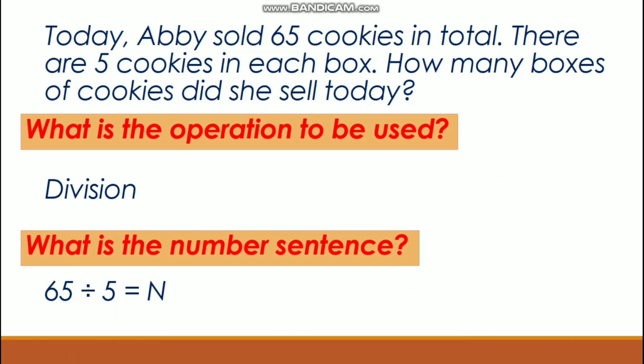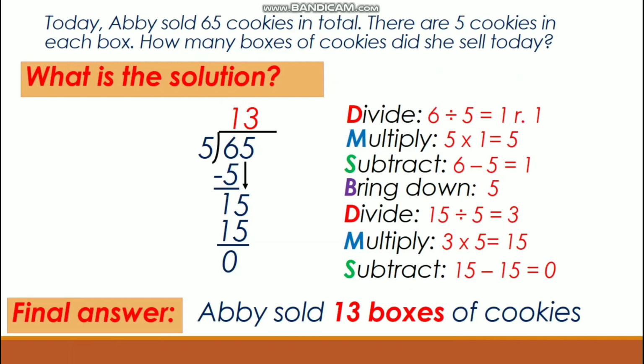Since we already have the plan, let us carry out the plan by solving the numbers. As you can see, we divided 65 by 5 and the answer is 13. So, Abby sold 13 boxes of cookies today.